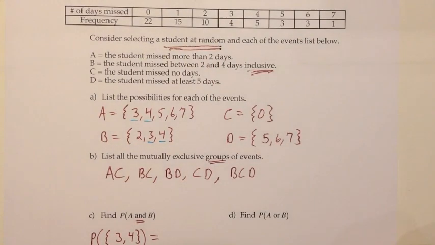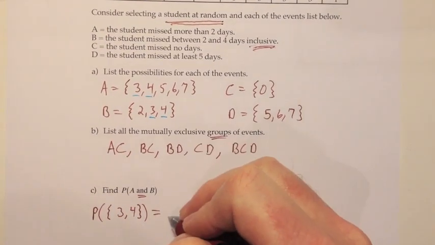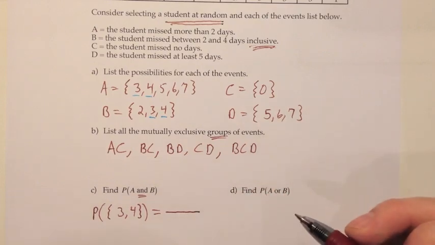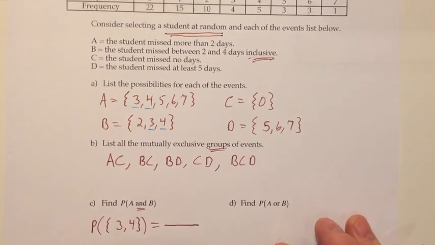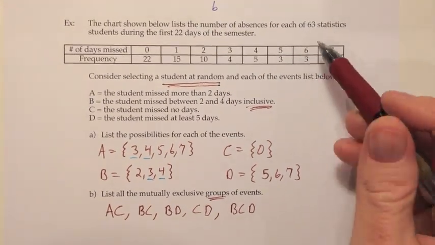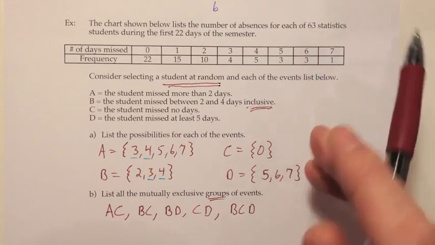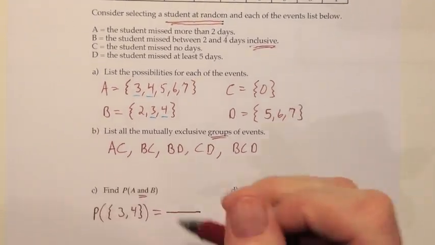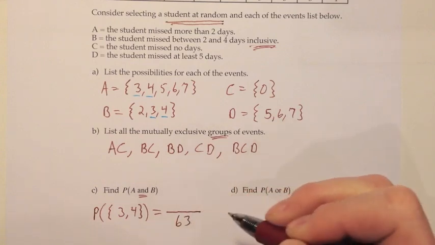So when we do this probability here and all the rest of them, since it's student that's being selected at random, it's students that are being counted. And if you're counting students, then in the denominator you want the grand total number of students. And if I can pull this down here for a second, it says that there were 63 students in this class. So the denominator would be the 63 total that are in the chart.